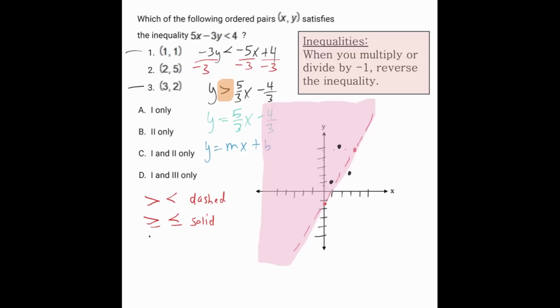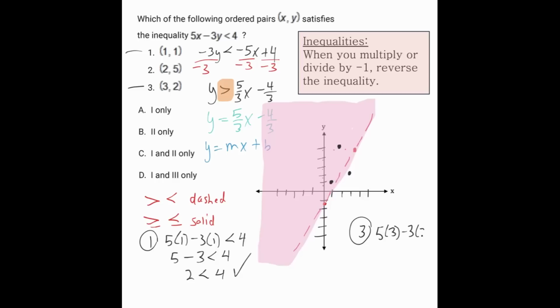So for answer choice 1, if we plug in 1, 1, that would be 5 times 1 minus 3 times 1 less than 4. 5 minus 3 less than 4. 2 less than 4, and that checks out. For answer choice 3, we'd have 5 times 3 minus 3 times 2 less than 4. 15 minus 6 is less than 4. And we end up with 9 is less than 4. And that's not true.